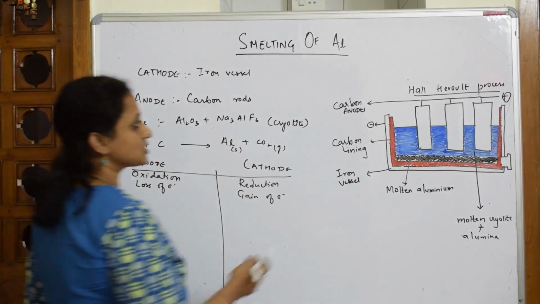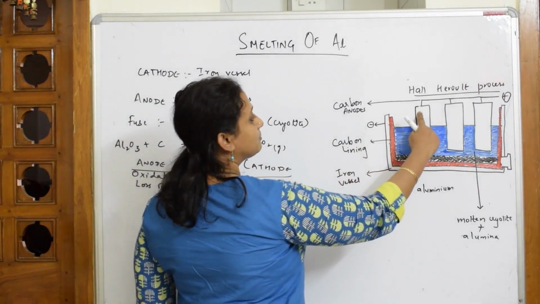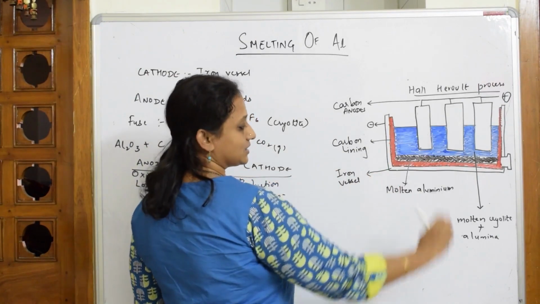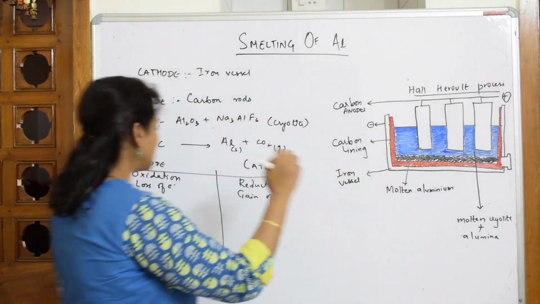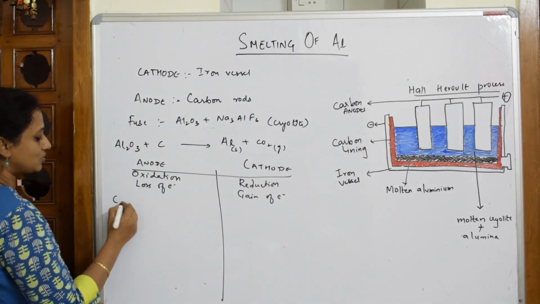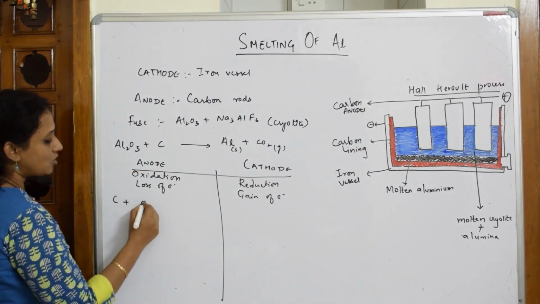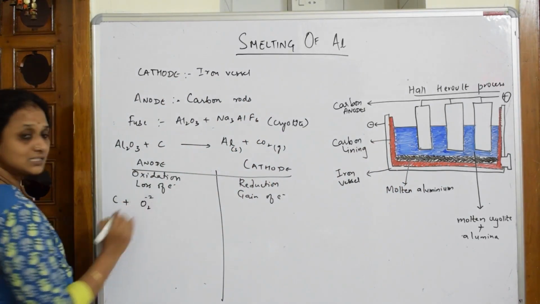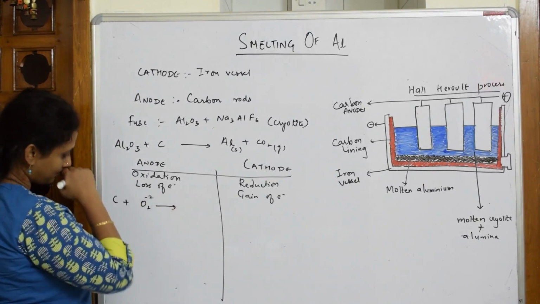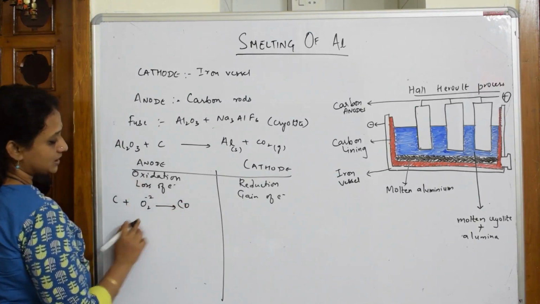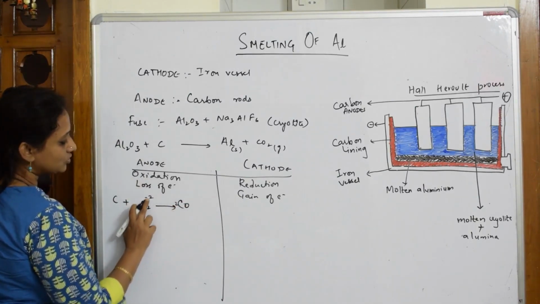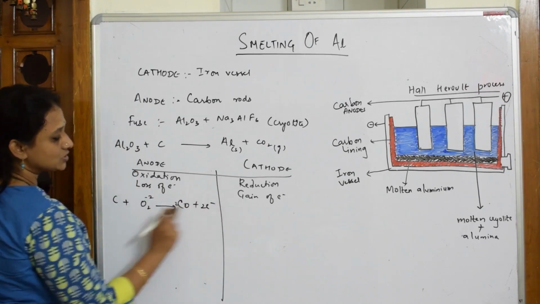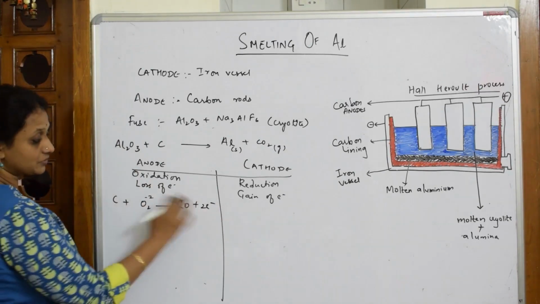So what loss? This carbon is going to combine with the oxygen which is present here. Oxygen valency is -2. It's going to combine and form carbon monoxide. So, how many electrons are released? 2 electrons are released. So it's a loss of electrons.